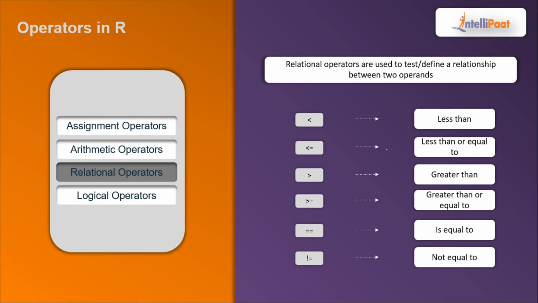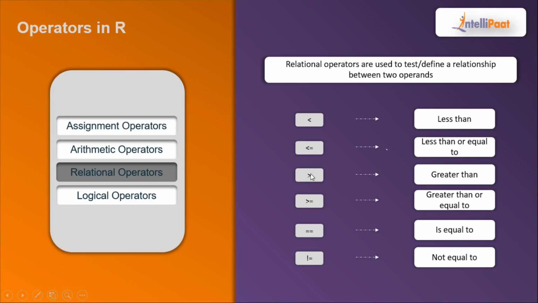Now let's look at relational operators. So these relational operators are used to compare two operands. So these are all of the different relational operators which we have. So this is the less than operator, and this helps us to find out if the first variable is less than the second variable. Then we have the less than equal to operator. So this helps us to find out if the first operand's value is less than or equal to the second operand's value.